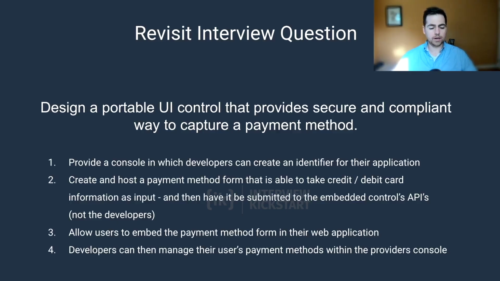Two, we're going to create and host a payment method form that is able to take credit and debit card information as input and then have it be submitted to our embedded control's custom API. So this wouldn't be the application's API, it would be our API, which is akin to Stripe's API. We'd also allow users to embed the payment method form in their web application. This is so that we can be sure that the information is going between the client and our API in a secure fashion.